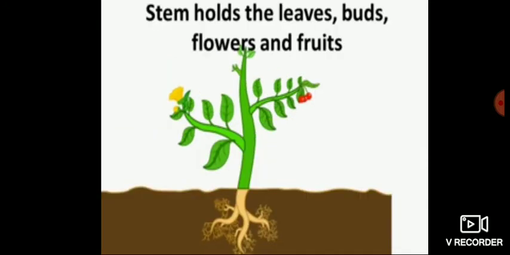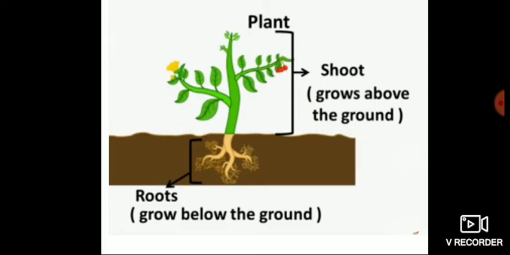So, you can see here the picture of the stem. It's a stem, the main part of the shoot system which grows upward above the ground is called stem.